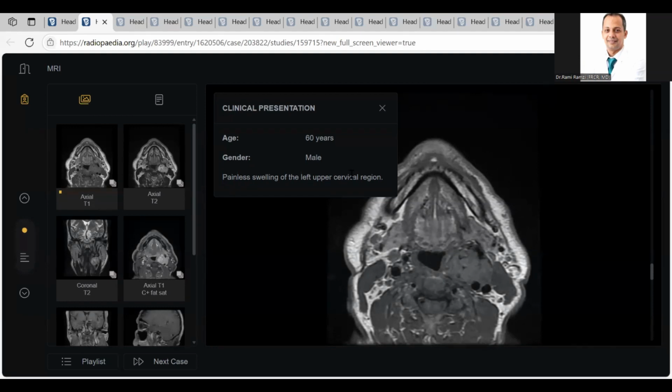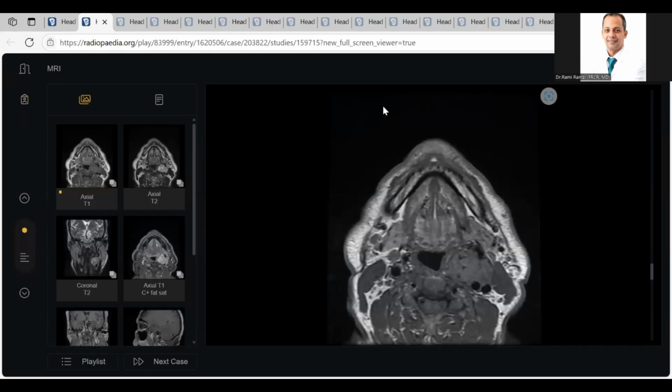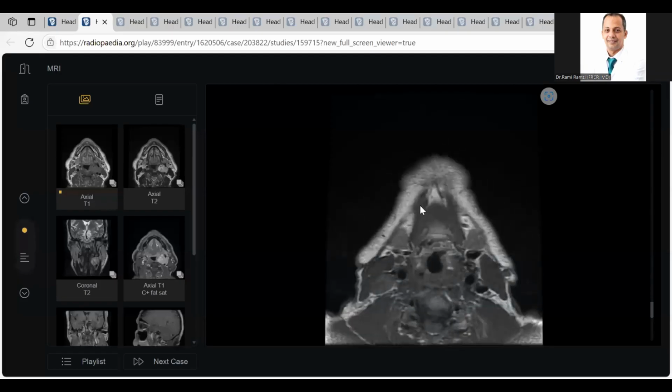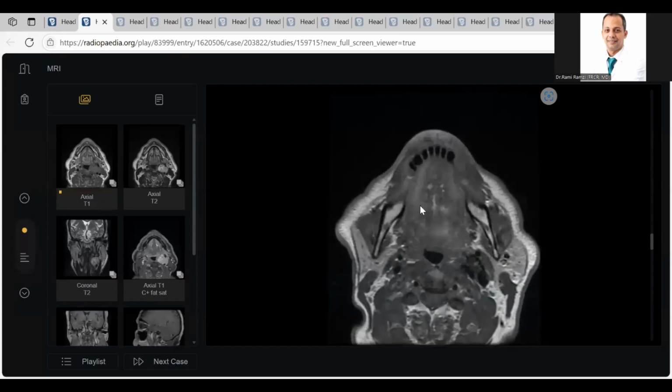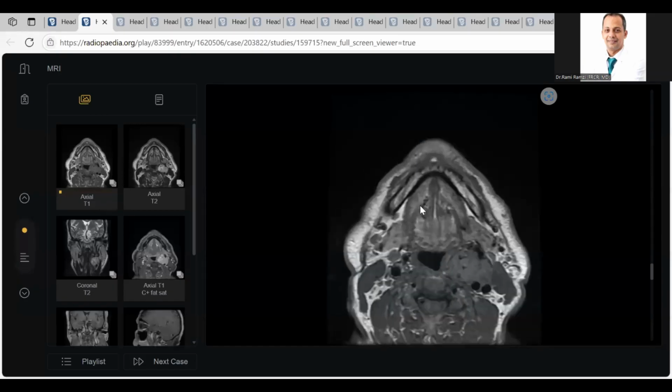A 60-year-old male patient presented with painless swelling of the left upper cervical region. Go on. Sorry, can you scroll up for me, please? Okay, I could appreciate an abnormal density mass located in the left carotid sheath with a few internal flow voids.